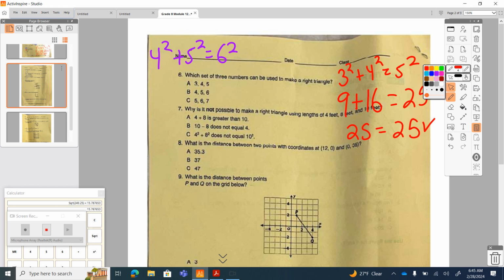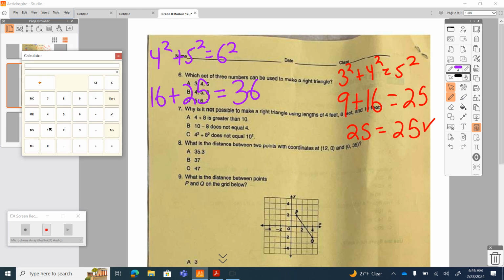If we did the other one, 4 squared is 16, 5 squared is 25, 6 squared is 36. 16 plus 25, hold on, I'm taking off my sweater because the heat has come on here. I don't feel like adding when I have a calculator. 16 plus 25 is 41. 41 is not equal to 36. That is why it is choice A.